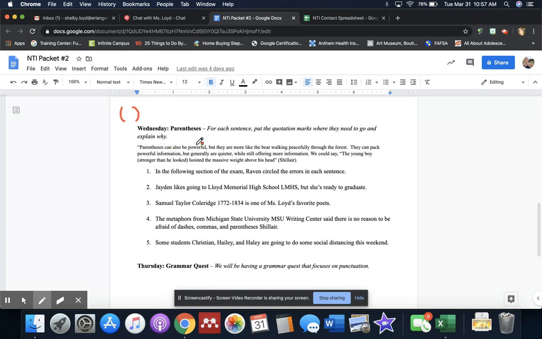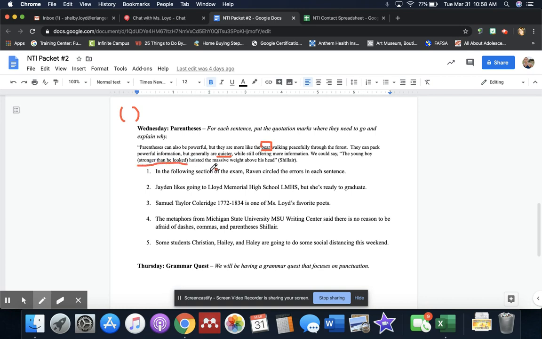So, parentheses can also be powerful, but they are more like the bear walking peacefully through the forest. They can pack power for information, but they are generally quieter. While still offering more information, we could say the young boy, stronger than he looked, hoisted the massive weight above his head. Now we have 2 different uses here for our parentheses. We have this one where I like to think of the parentheses as a whisper.